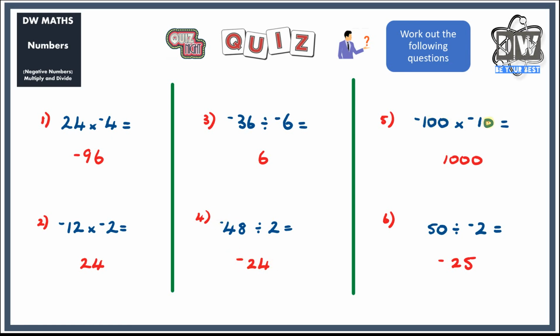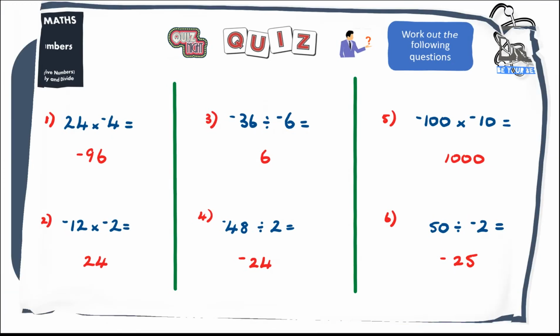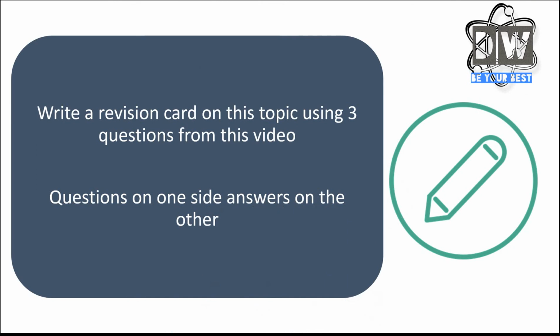100 timesing by 10 gives me 1,000. The symbols are the same, so it stays positive. 50 divided by 2 gives us 25. The symbols are different, so I've got a negative. I am sure you've done incredibly well. I'm sure you're walking away from this thinking, that was really easy.